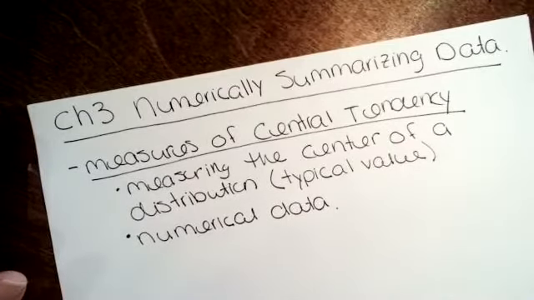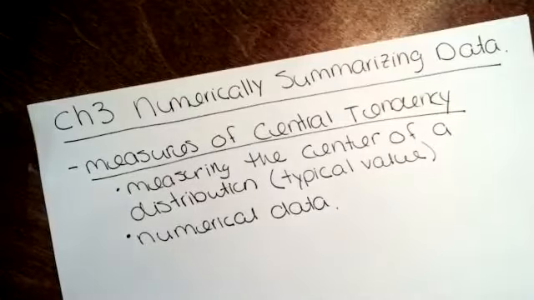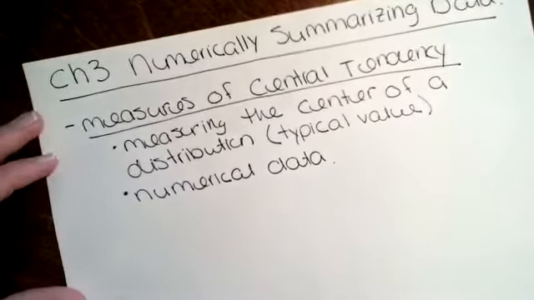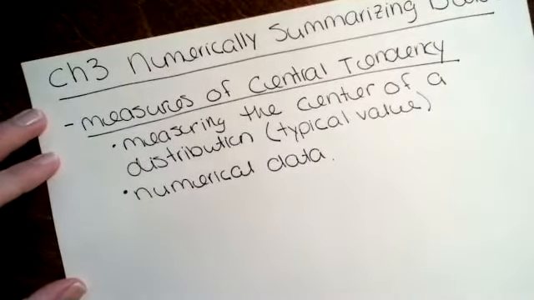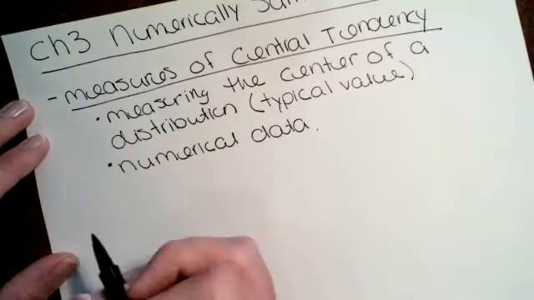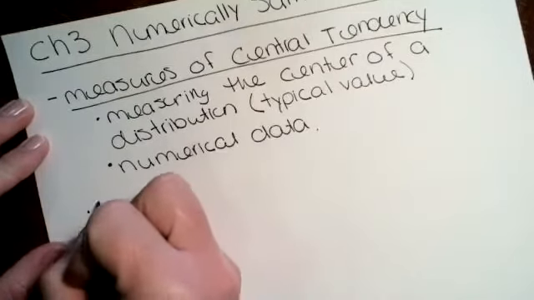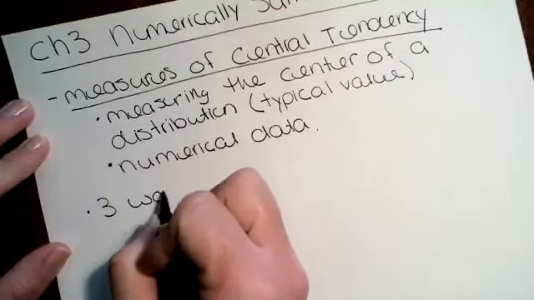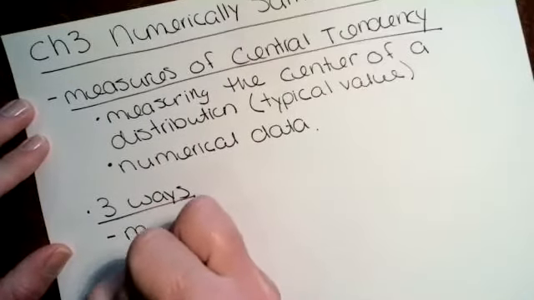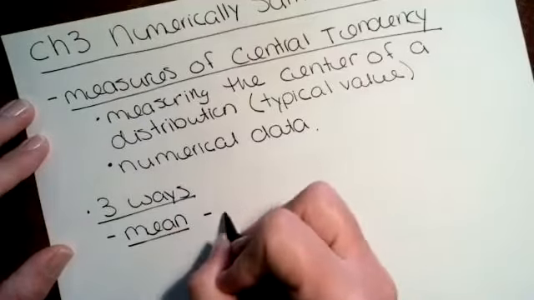Remember I mentioned to you that we would kind of put categorical data on hold for a little bit, and this is where it's starting. Okay, so for the measure of central tendency, we have 3 ways of measuring this. In the 3 different ways, we're going to start with the mean. All the mean is the average.